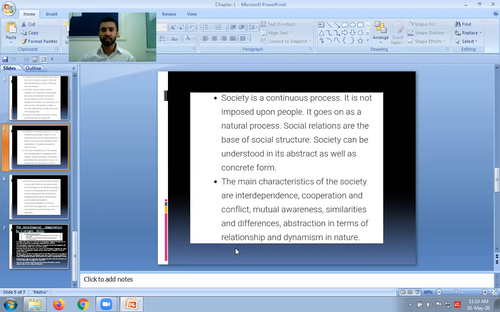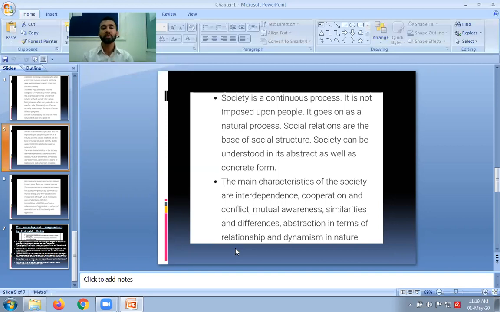No, we never say it like that. It just continues and continues from our previous generations to our future generations. It will just continue and continue. So that's the reason we call it a natural process, right? And society can be understood in its abstract as well as in its concrete form.